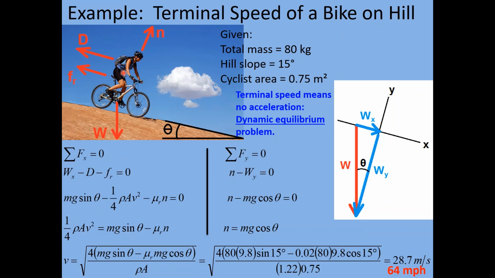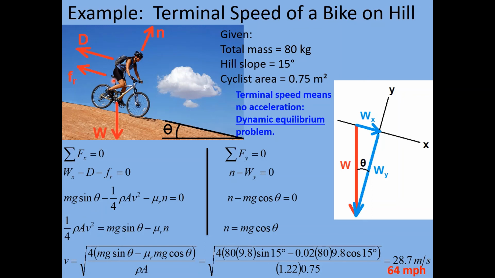So here is our cyclist, and we can turn this into a free body diagram. The cyclist's weight is pointing straight down. The normal force is pointing up and to the right. And then we have drag force, wind resistance, pointing back, opposing the motion. We're also going to include rolling resistance in this problem, which also opposes the motion.